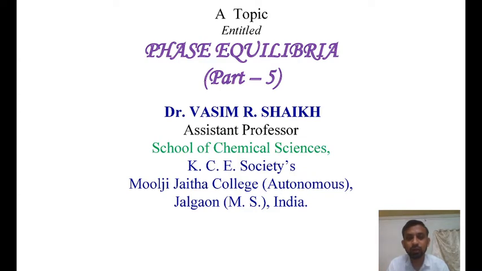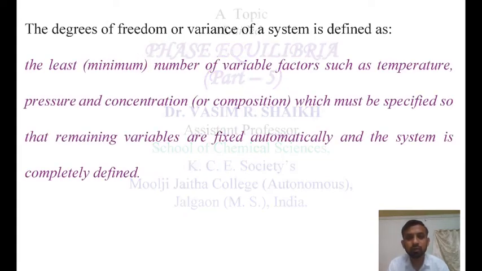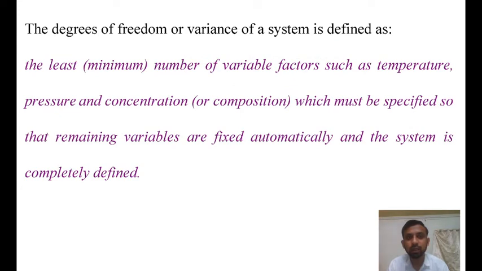In this video we learn how to calculate the number of degrees of freedom present in a system using the Gibbs phase rule. First we define the term degrees of freedom. It is defined as the least number of variable factors, such as temperature, pressure and concentration, which must be specified so that the remaining variables are fixed automatically and the system is completely defined.